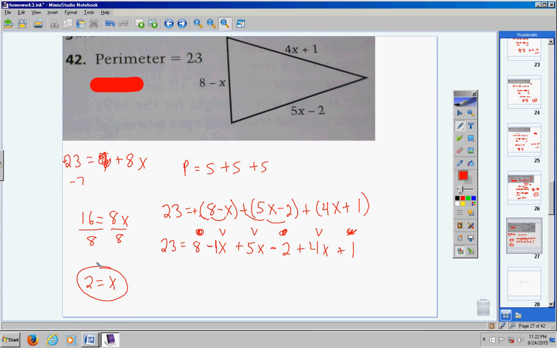However, that's not what they wanted you to do. They wanted you to find the dimensions. So where x is here, I'm going to put a 2. 8 minus 2 is 6. So the length of this side here is 6. Put a 2 in for x here, so I have 4 times 2 is 8, plus 1 is 9. So this length right here is 9. Then where the x is right here, I'm going to put a 2. 5 times 2 is 10, minus 2 is 8. So the length of this side here is 8. Alright, so the dimensions would be a 6 by 9 by 8 triangle.